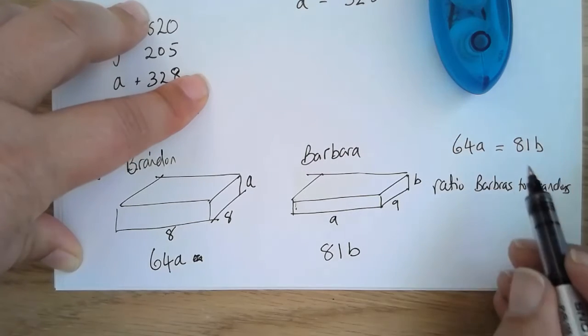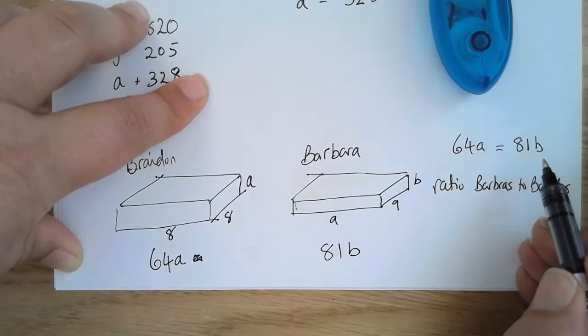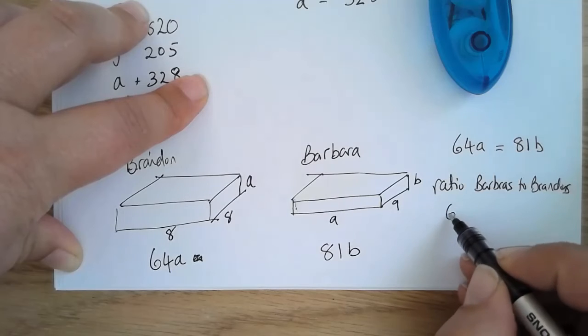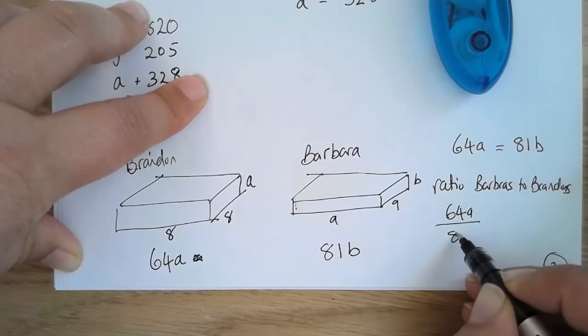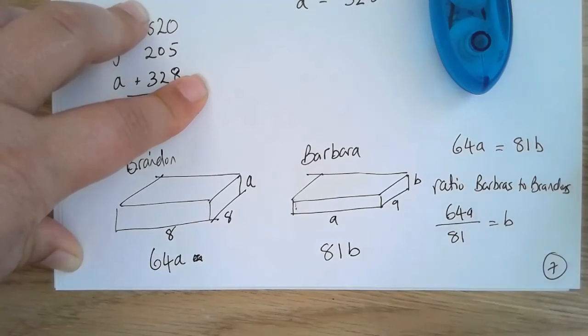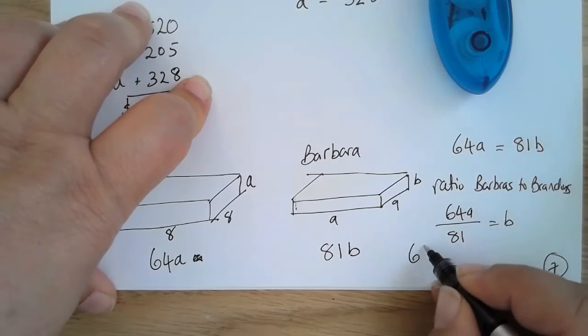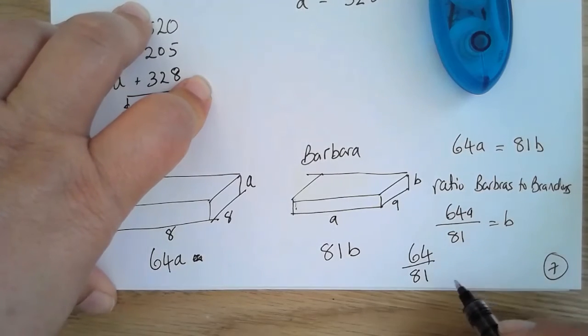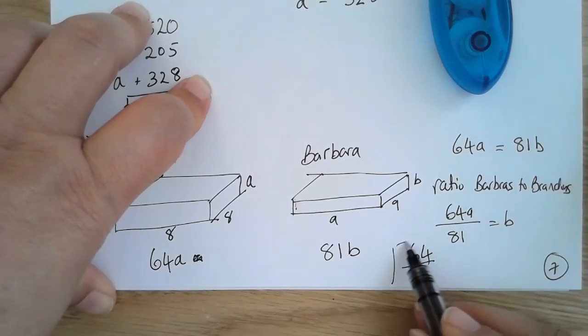And so what we do is we take this and we make b on its own. We want to have b on its own. So this becomes 64a divided by 81 equals b. And therefore the answer is 64/81. And that's the final answer.